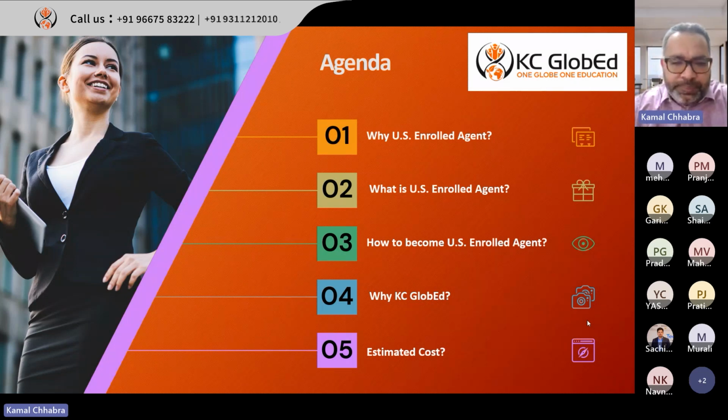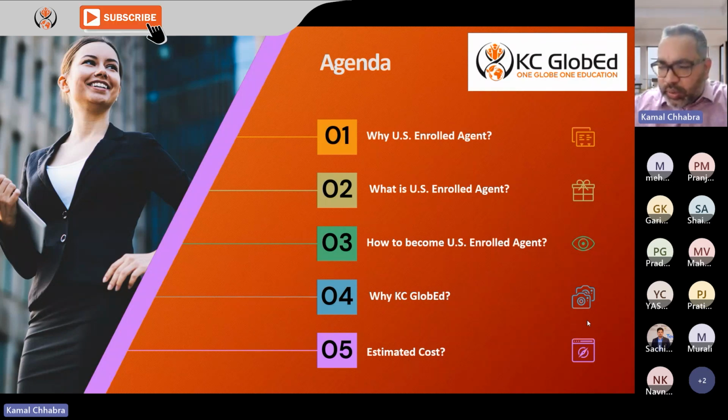The second thing we generally hear from students is: what is in the US Enrolled Agent or US taxation course? That means what is the course curriculum, what is the exam pattern, who is the governing body, where does the exam happen, and what is the passing percentage or pass rate. We thought to cover all these questions in the second agenda item, because once we are clear why I should do this course, the second question naturally arises: what is in this course?